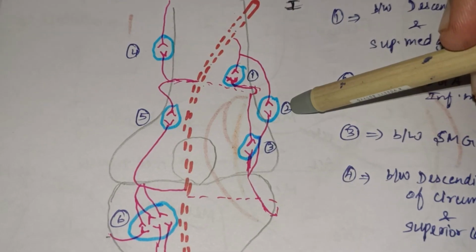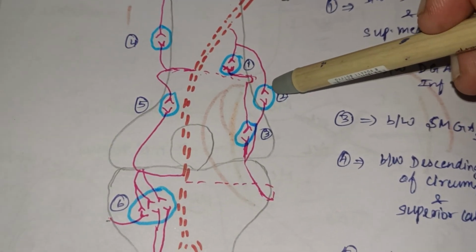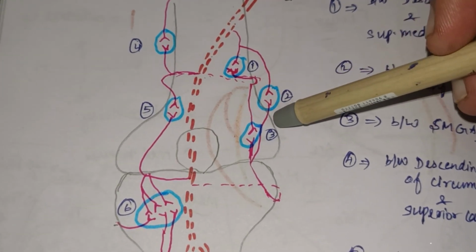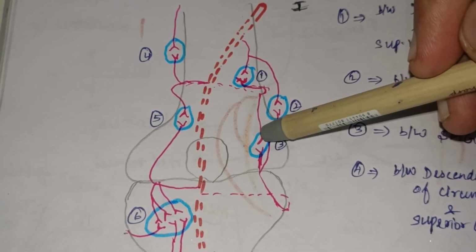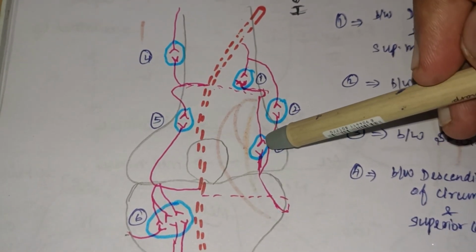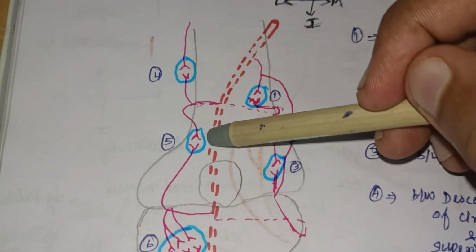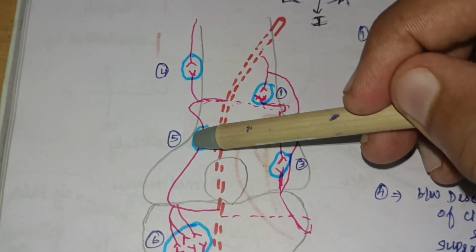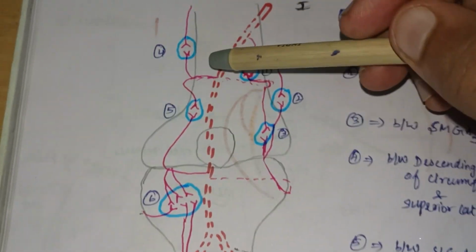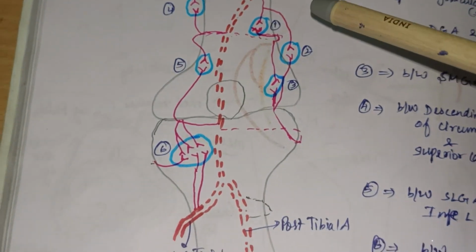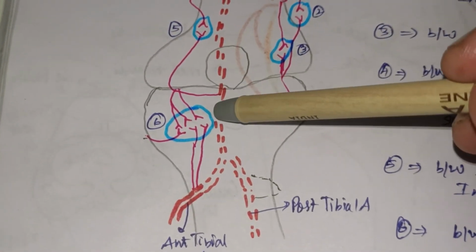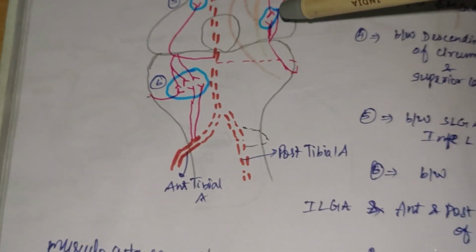So here we see, we already saw this is between the superior medial genicular artery and inferior medial genicular artery. This one is superior lateral genicular artery and inferior lateral genicular artery. That's all, there is no confusion here. I hope you understood. Now for the sixth anastomosis, we have to remember something extra.